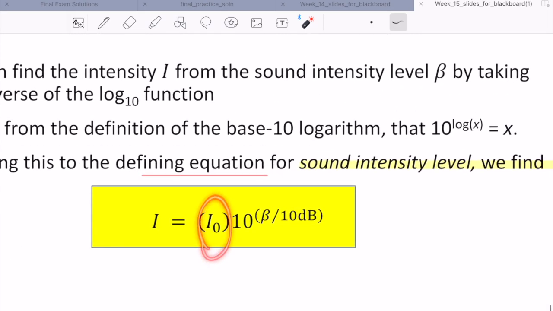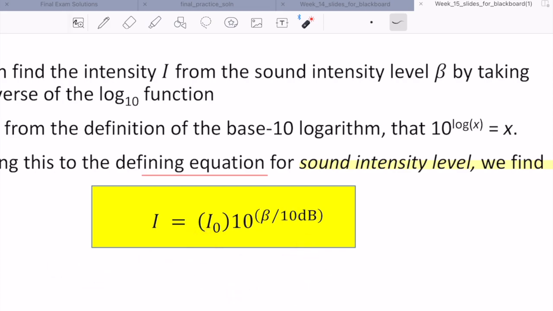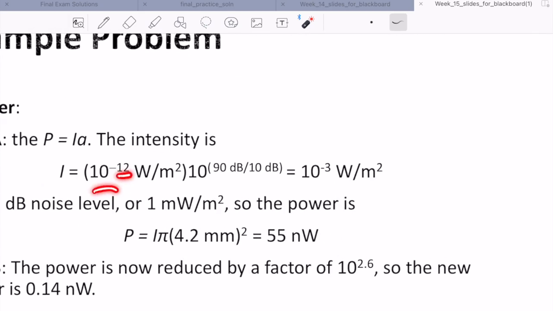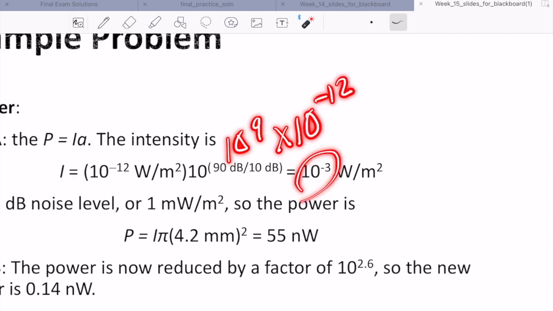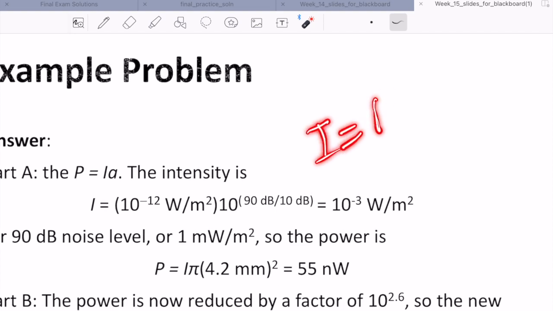We have the threshold of hearing times 10 raised to the sound intensity level divided by 10 decibels. So if we're at 90 decibels, 90 divided by 10 is 9. So 10 to the 9th times 1 times 10 to the negative 12, and that gives you your sound intensity. So 10 to the 9th times 10 to the negative 12 gives us 10 to the negative 3 for our intensity. Then all they did was use intensity is equal to power over area.